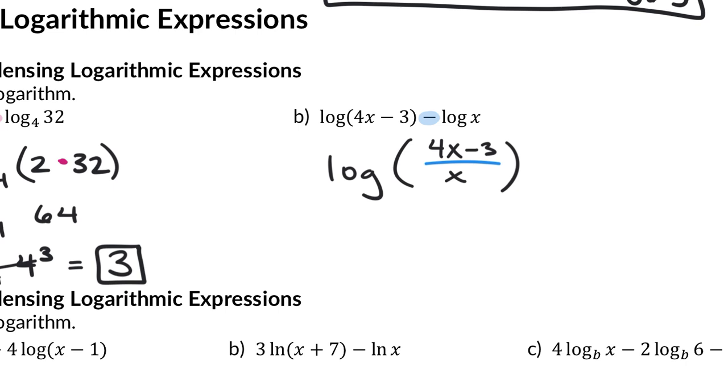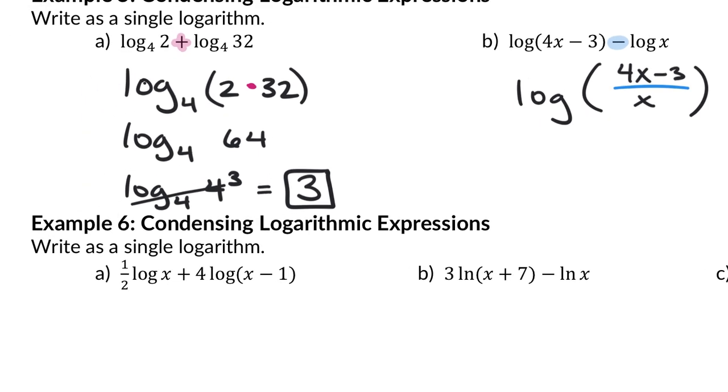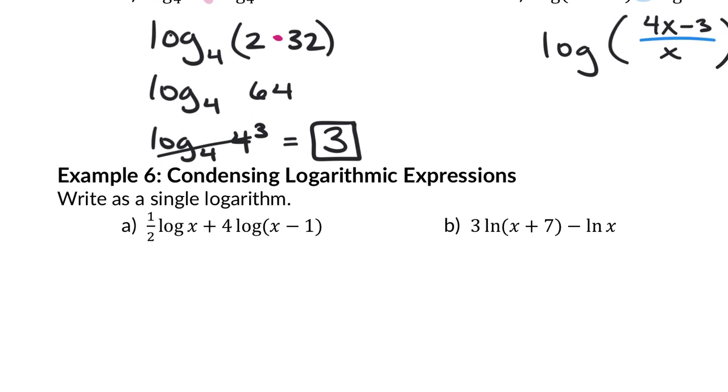Almost on time. All right, so let's do some more condensing, but we're going to do it in a little more complicated of a way. Let's write the following as a single logarithm. So we're working backwards. It's already expanded. We're working on condensing it.